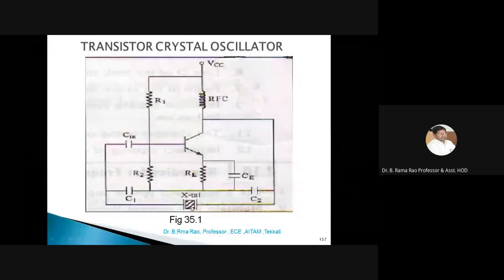The amplifier part is nothing but a CE amplifier, which is made up of one NPN transistor and R1, R2, CB, CE, and CC. The coupling capacitor is not mentioned here. R1 and R2 provide the proper biasing to the transistor, and this RFC is the choke.